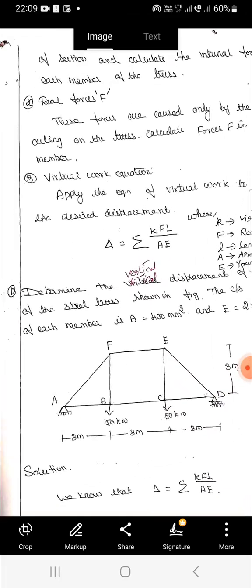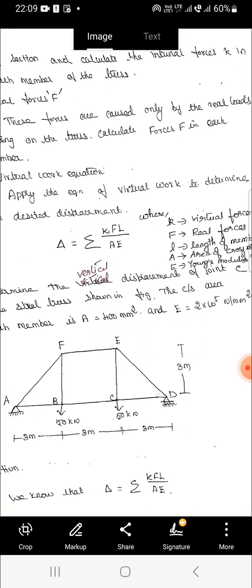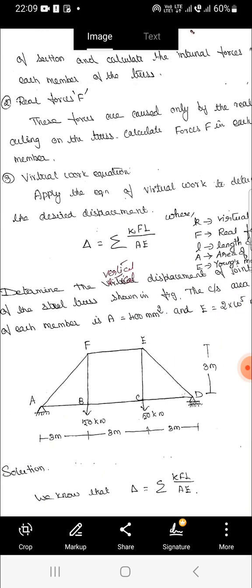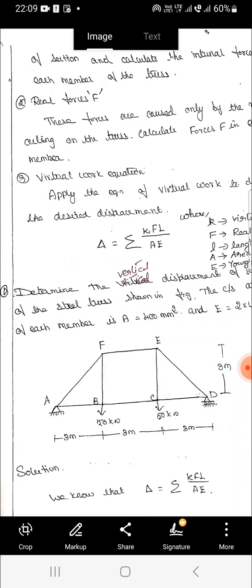See here: determine the vertical displacement of joint C of a truss shown in the figure. Cross sectional area A equals 400 mm square and E equals 2 into 10 power 5 Newton per mm square. Here you have two vertical real loads, 50 and 50. Again we know that delta equals summation KFL by AE. K is the virtual force, F is the real force.